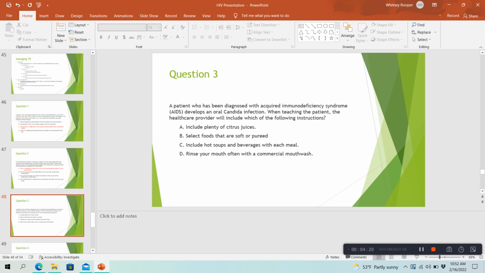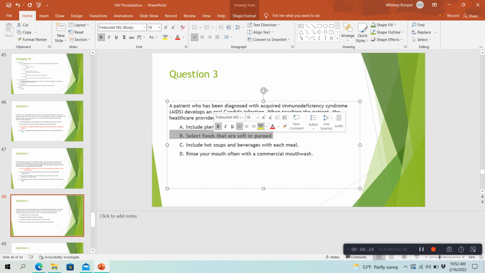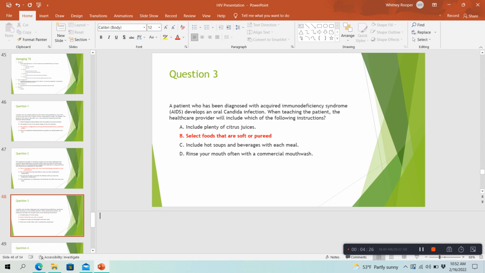Why would we do A? Citrus. Why would we do C? It's hot. If it said a mild warm soup, but those key words, because I would think, oh, soup, that's great, right? But you can't miss those words that are saying the soup is really wrong. Rinse your mouth often with commercial mouthwash. Alcohol. So commercial gives it away, I like that.